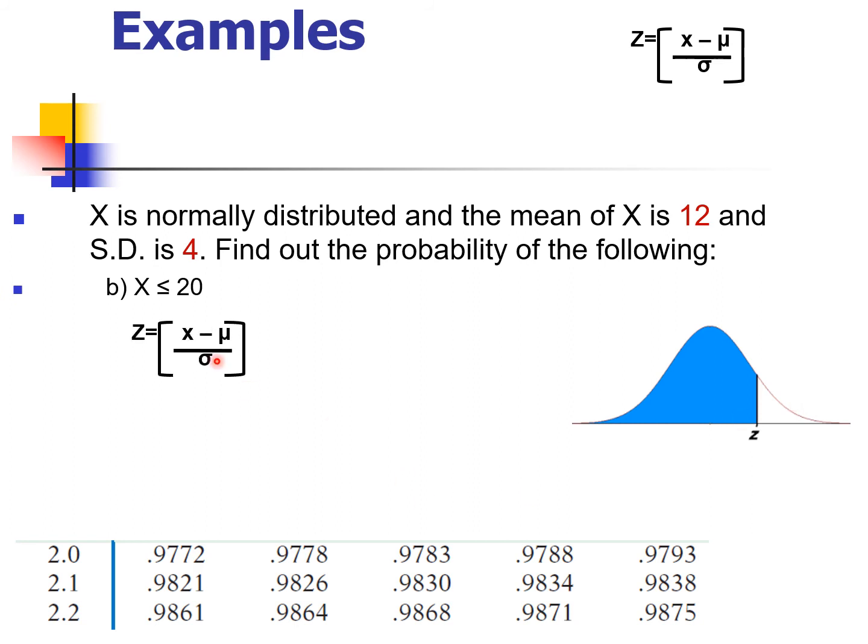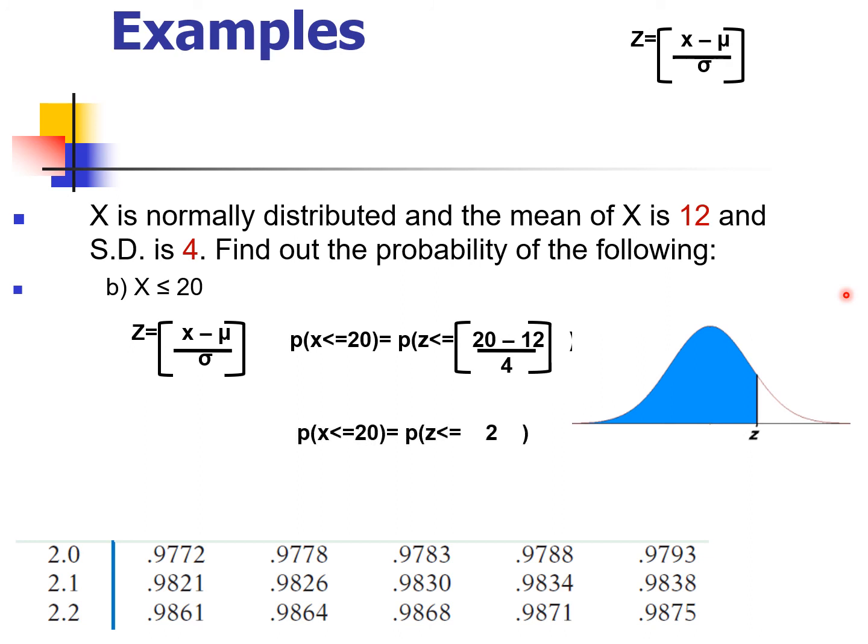To find the probability for x less than 20, it was quite straightforward. When you plug in 20 over here, you get 2. So the probability for x less than or equal to 20 is the same as z less than or equal to 2, so it can be directly found from the table. This is the area which is less than z equal to 2. It is the complete area. That is what we want.